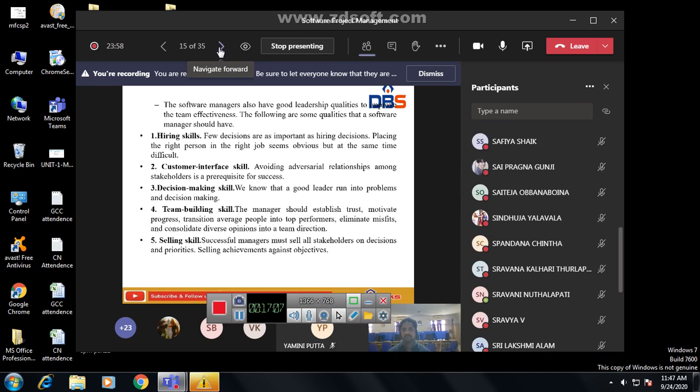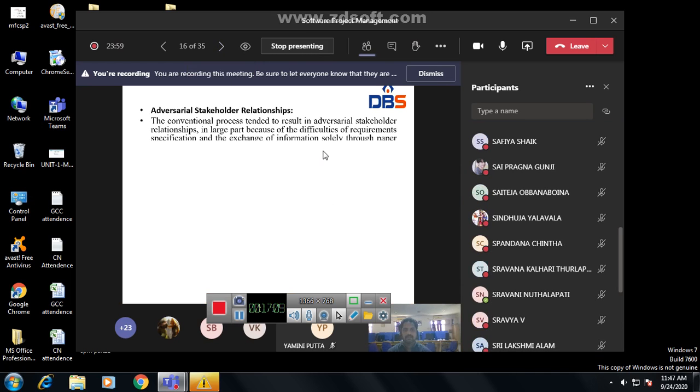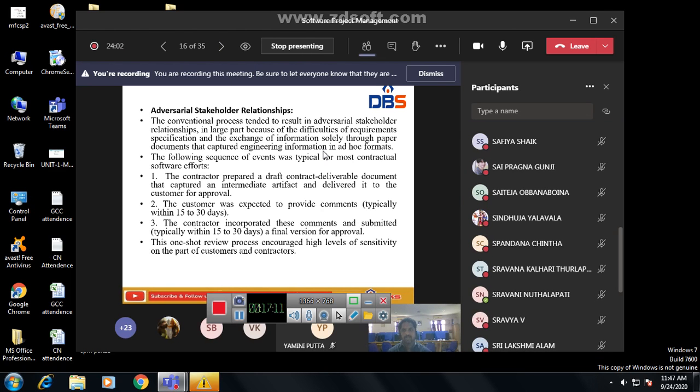Next, adversarial stakeholder relationship. See, the conventional process tended to result in adversarial stakeholders relationships in large part because of the difficulties of requirement specifications and the exchange of information slowly through paper documents and that captured engineering information in ad hoc formats.